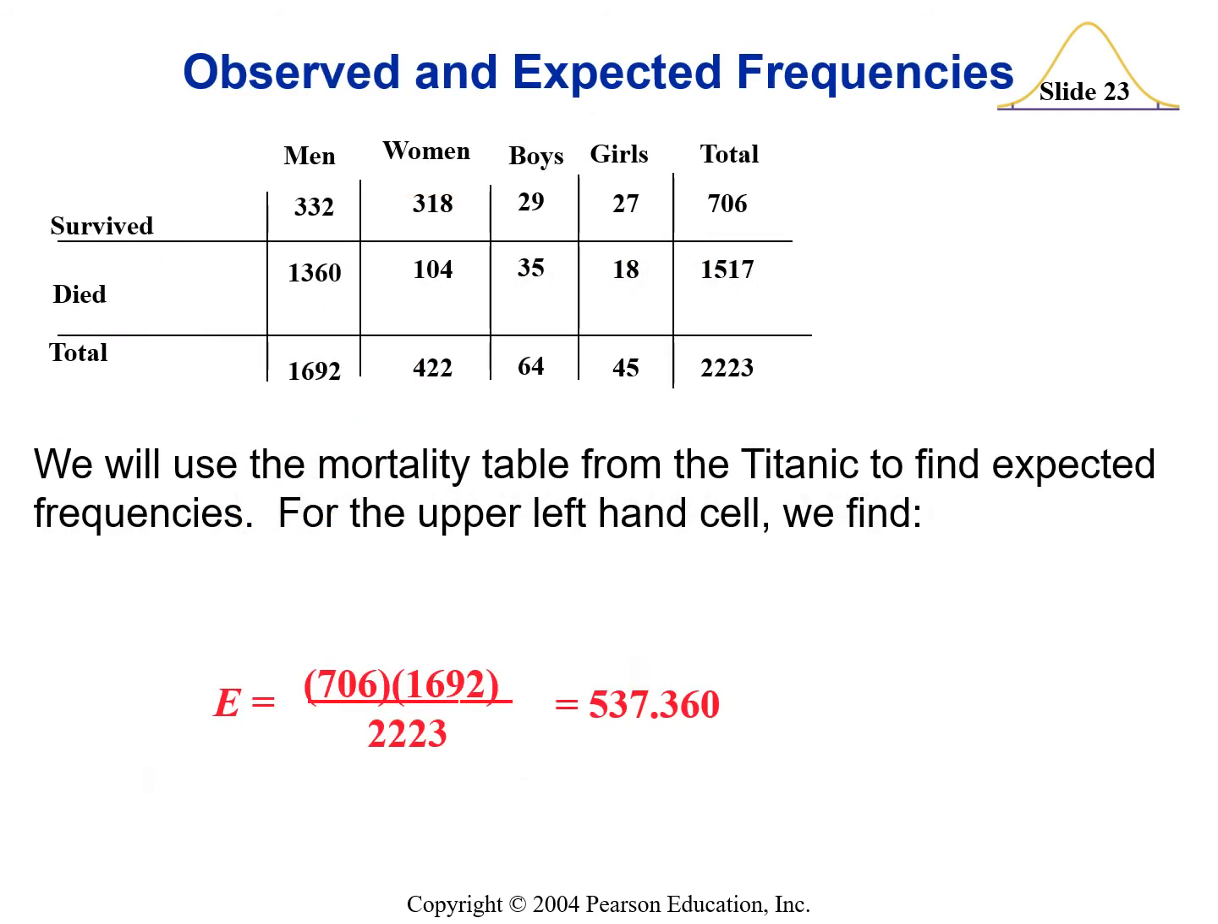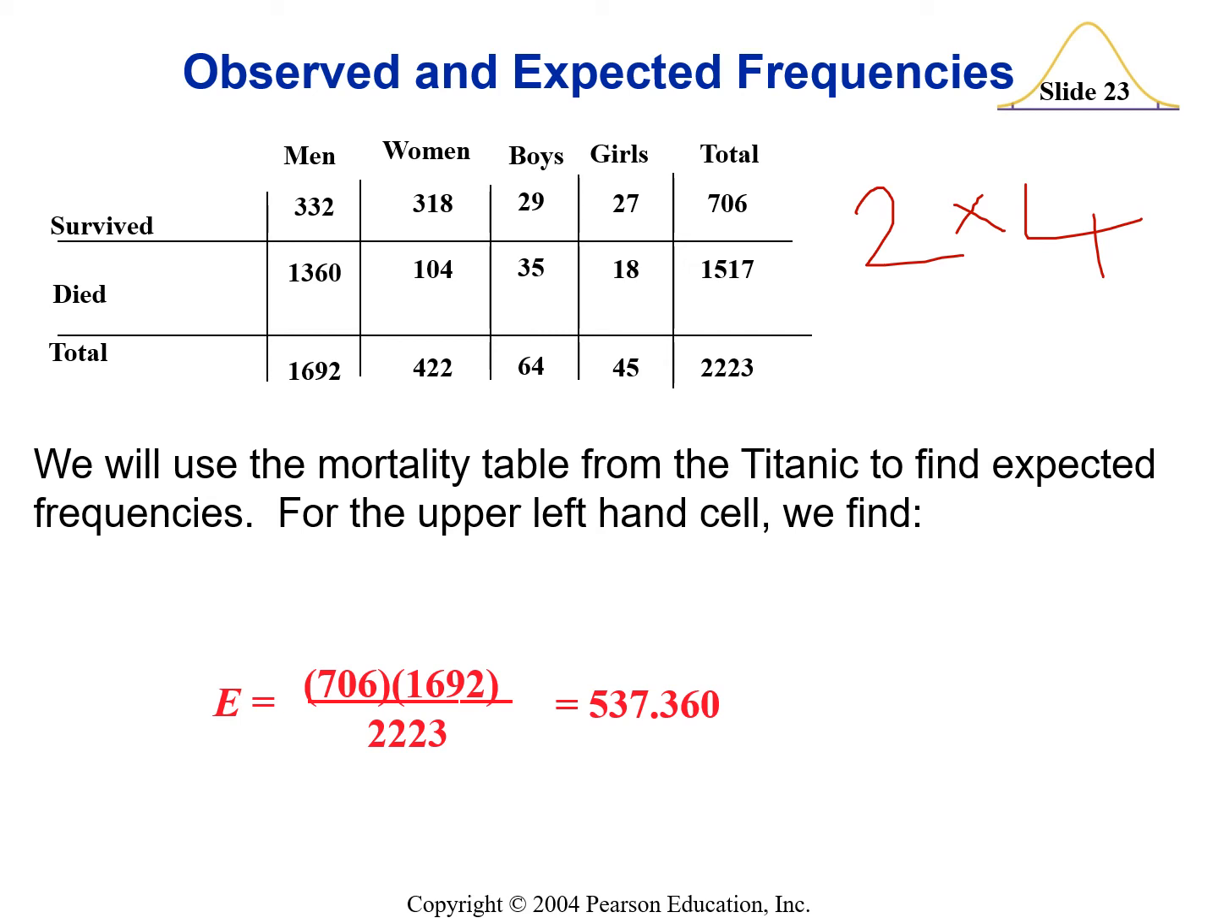For example, here we have the observed frequencies: the given survived men, for example, are 332, died boys are 35, and so on. This is the observed. So we start calculating the expected for each cell. We have 8 cells because we have 2 rows and 4 columns. So the number of cells is 2 times 4, number of rows times number of columns. So we have 8 cells.